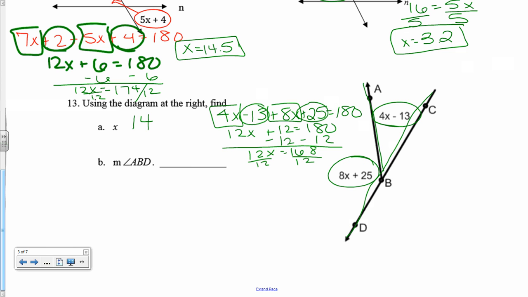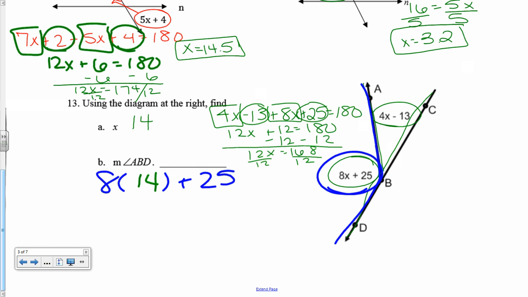And then I want to find the measure of angle ABD. ABD, that's this angle. So to figure that out, I plug it in. 8x plus 25, and I know that x is 14. Then I just do all that multiplication. 8 times 14 plus 25. And I get this is 137 degrees.